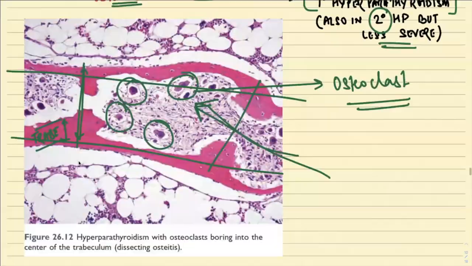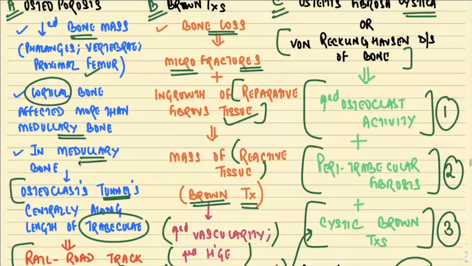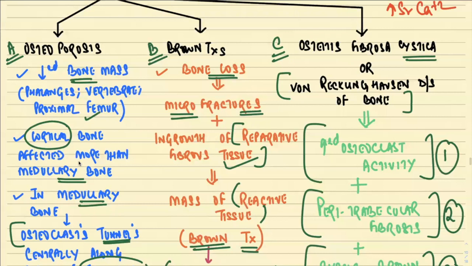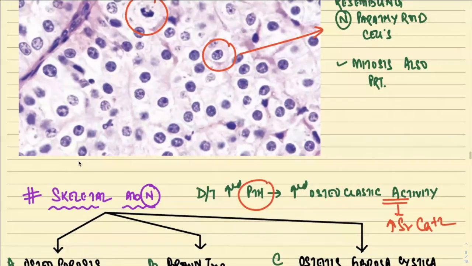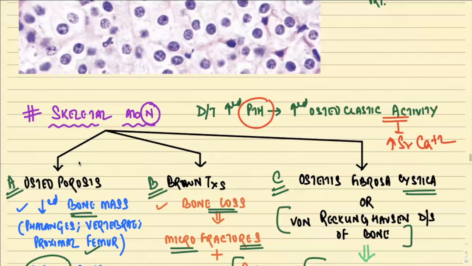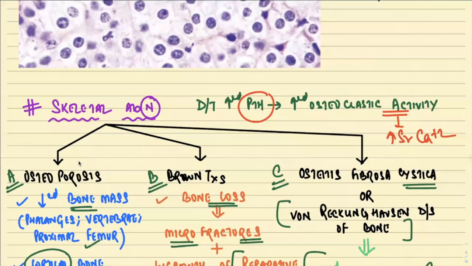Now, not only are the bones involved. We have read about the morphology of the parathyroid adenoma, hyperplasia, carcinoma. Now, when primary hyperparathyroidism occurs, what are the skeletal lesions we have already seen? What are the skeletal abnormalities? Osteoporosis, brown tumors, and osteitis fibrosa cystica.